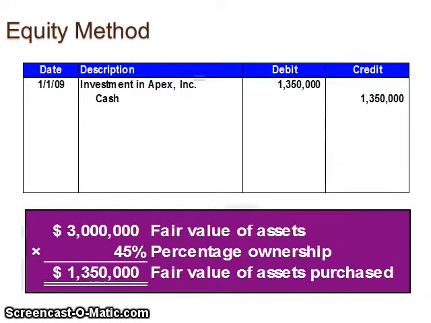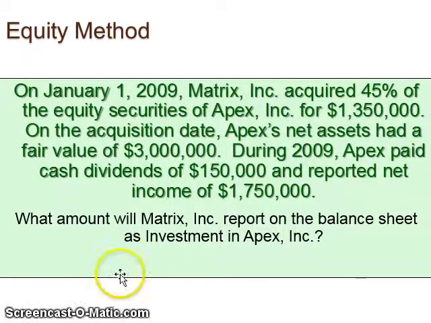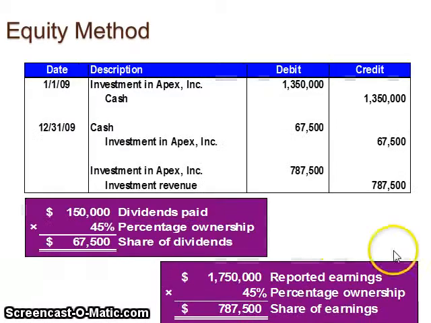Oh, let me go back a second, 2 up. So here we are, back to this slide. The company paid out dividends of $150,000, and it had net income of $1,750,000. So looking at this, the dividends that were paid out actually reduce the value of the company if you think about it, because it's cash the company is paying out. So there are $150,000 in dividends paid by Apex. We have a 45% ownership, so our piece of that dividend is $67,500. That actually decreases our value in Apex.